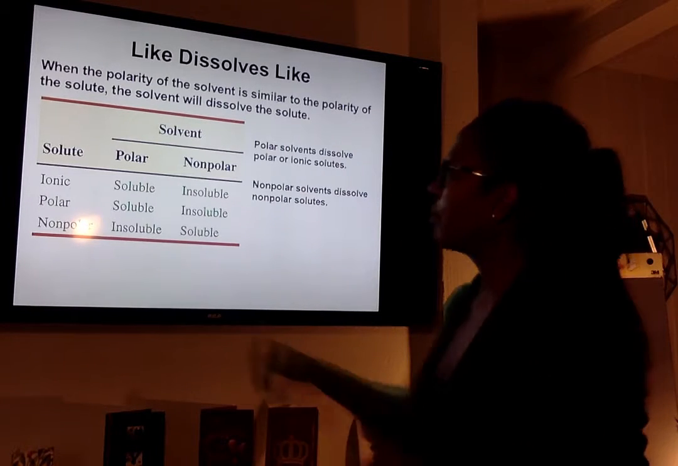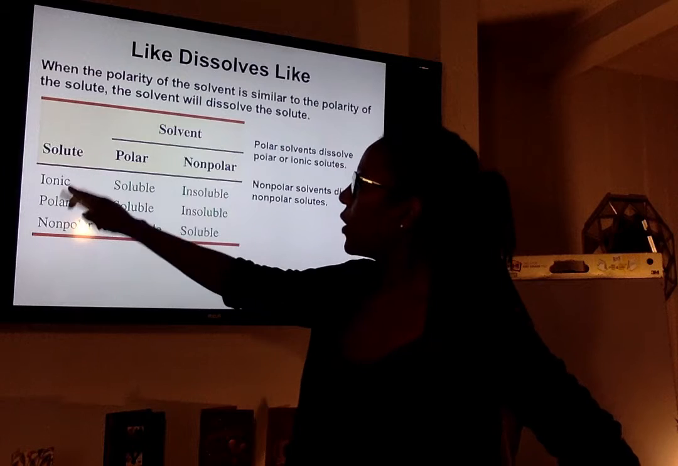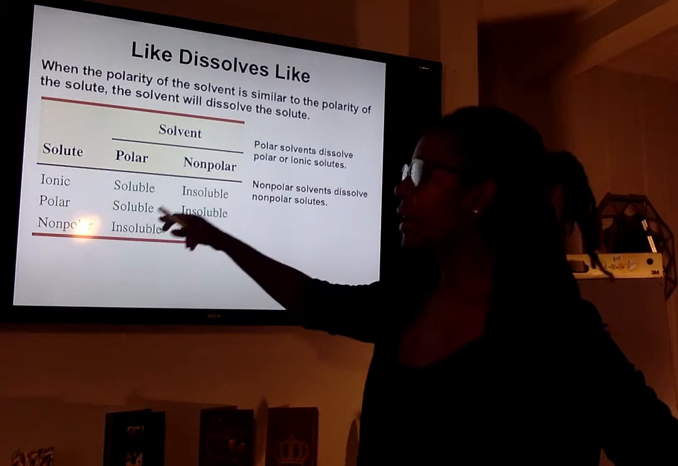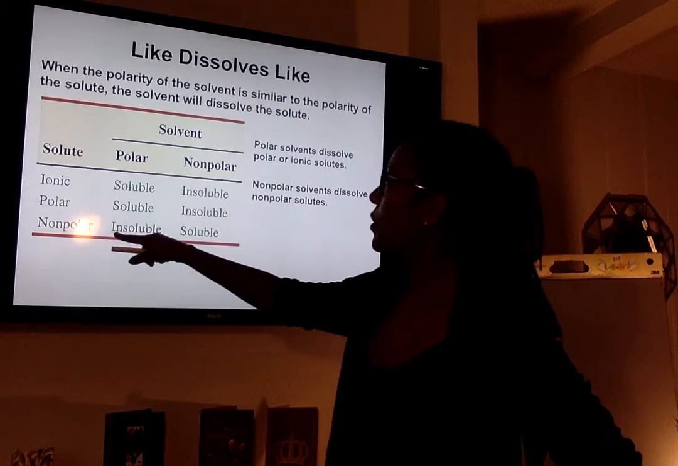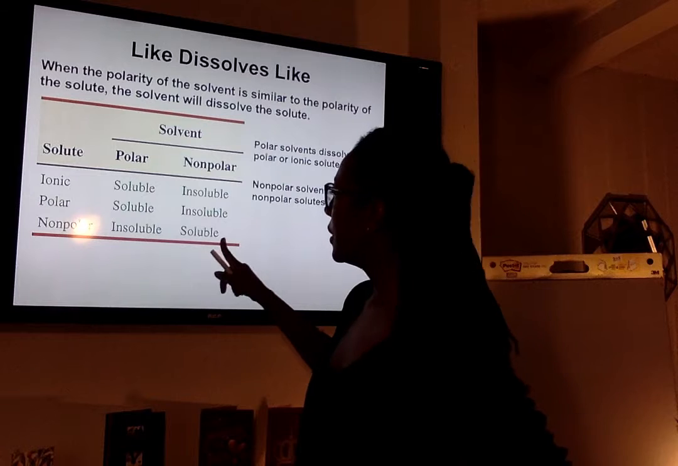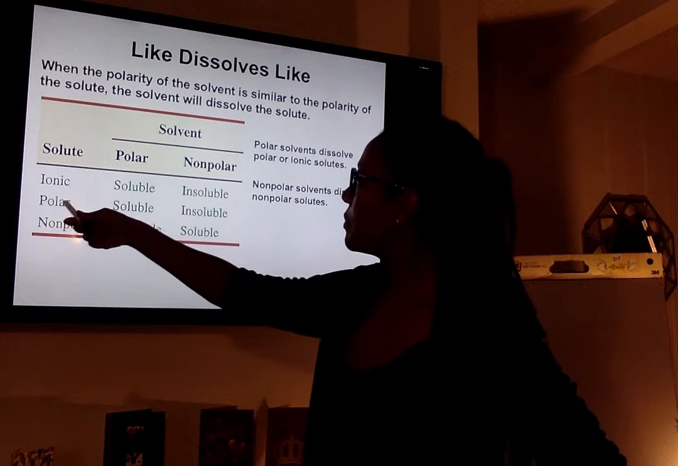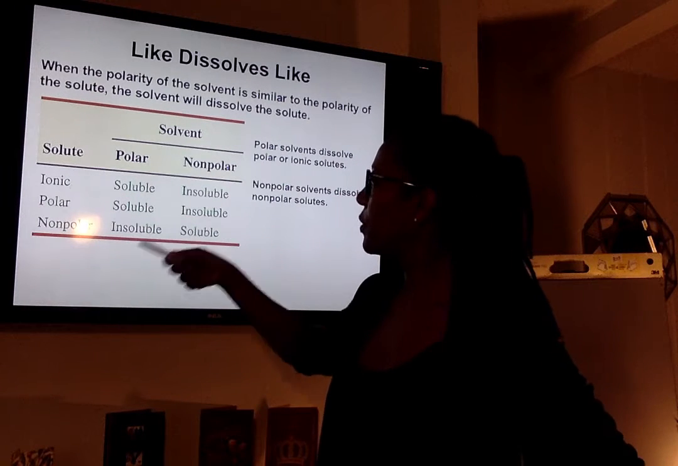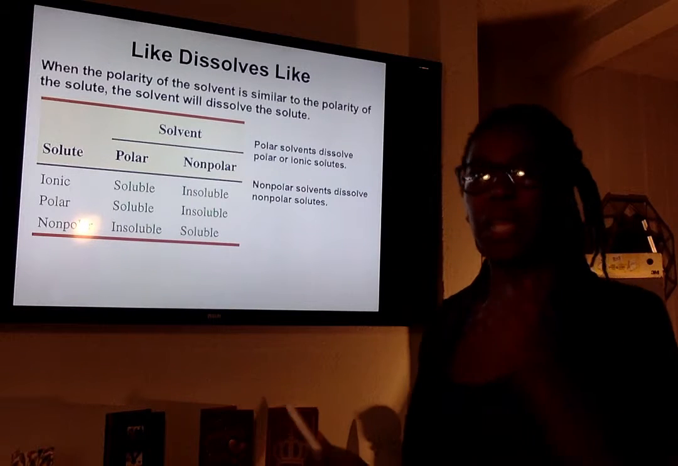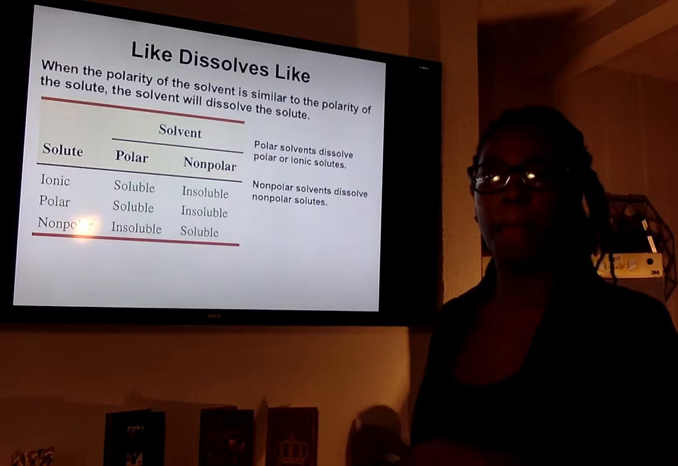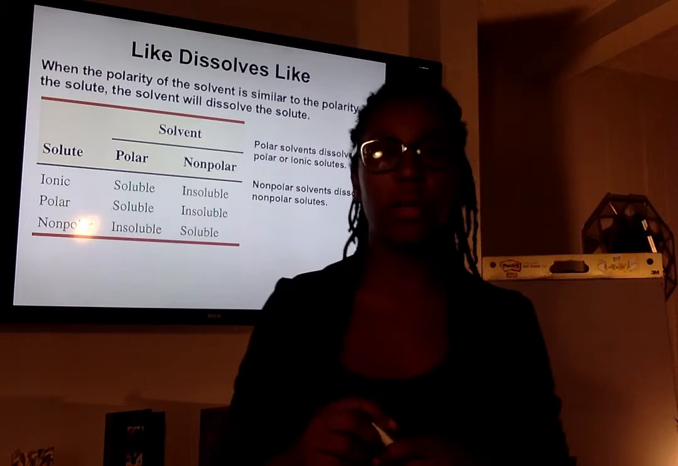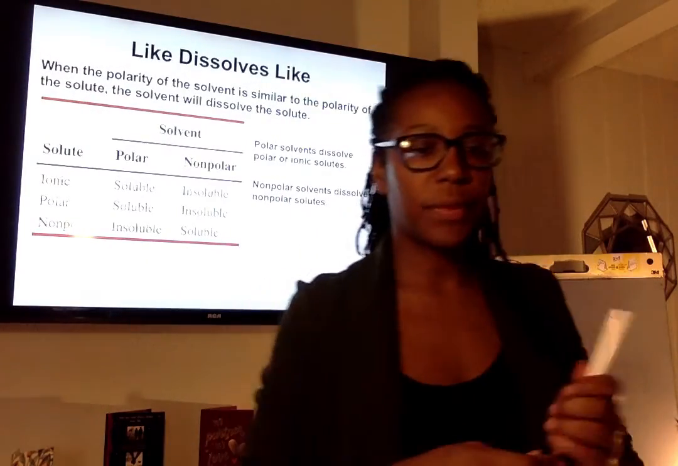It's nonpolar. And then if your solute is polar and your solvent is polar, then you're going to be soluble. Just like if your solute is nonpolar and your solvent is nonpolar, then it's going to be soluble. And if it's opposite, polar and nonpolar, or nonpolar and polar, then it's insoluble. So just remember that likes dissolve likes. If you have a polar solvent, then your solute must also be polar, and vice versa.